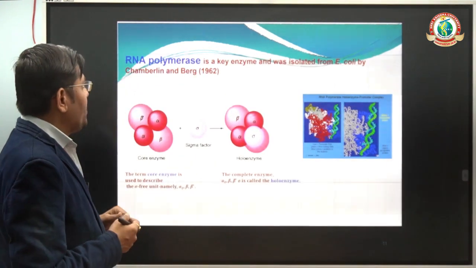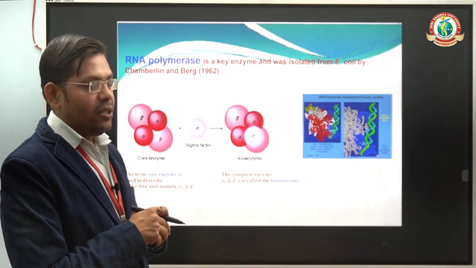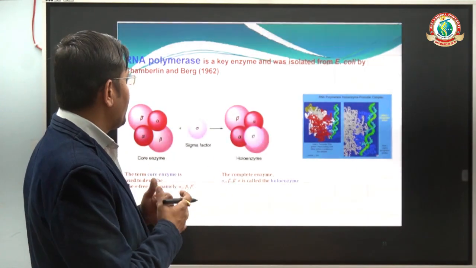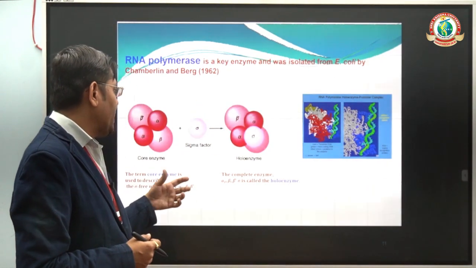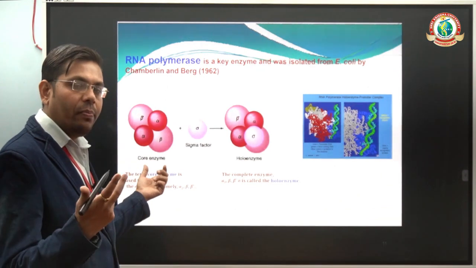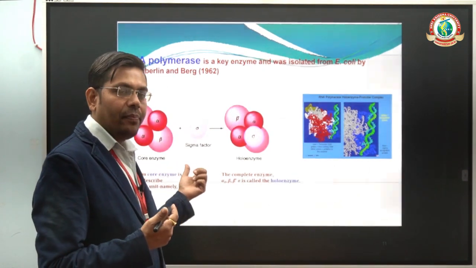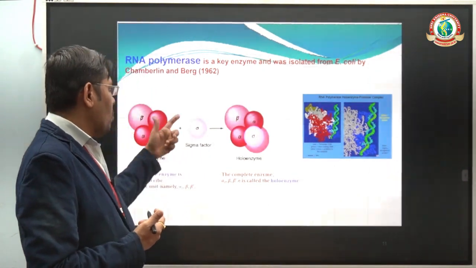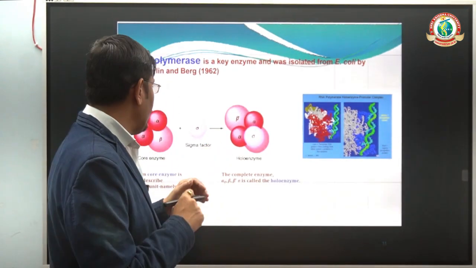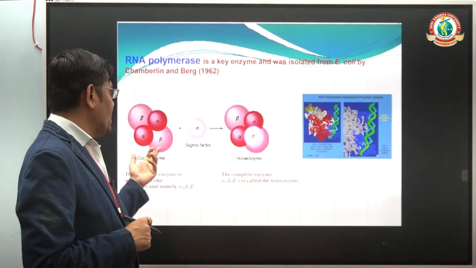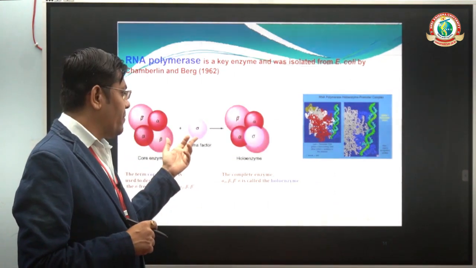Now, if we see the structure of RNA polymerase, which was isolated from Escherichia coli by Chamberlin in 1962, we can see there are two parts. One is the core enzyme and one is the sigma factor. The core enzyme is formed by 5 subunits: 2 alpha, beta and beta dash, and then the sigma factor.